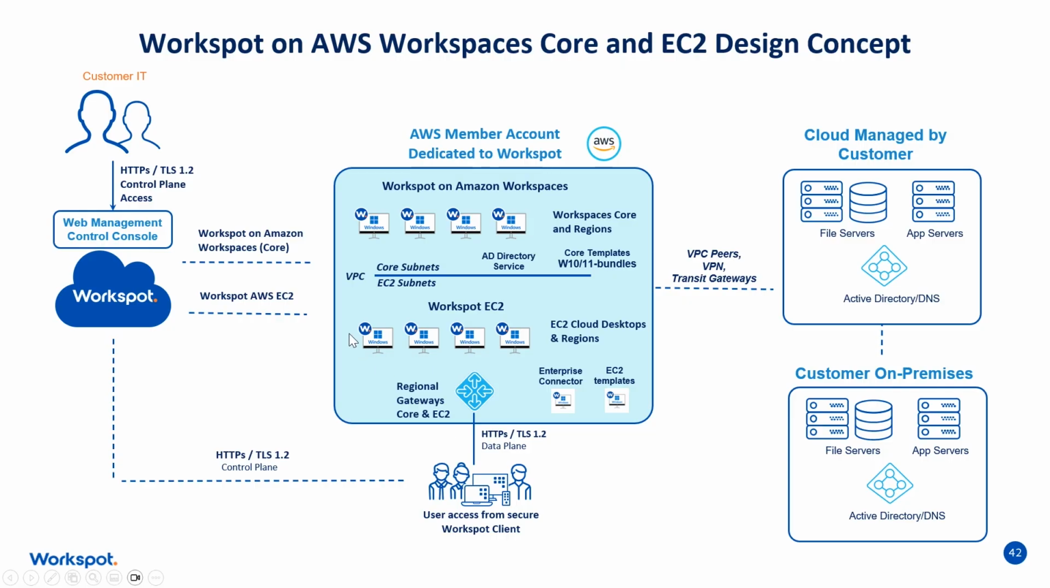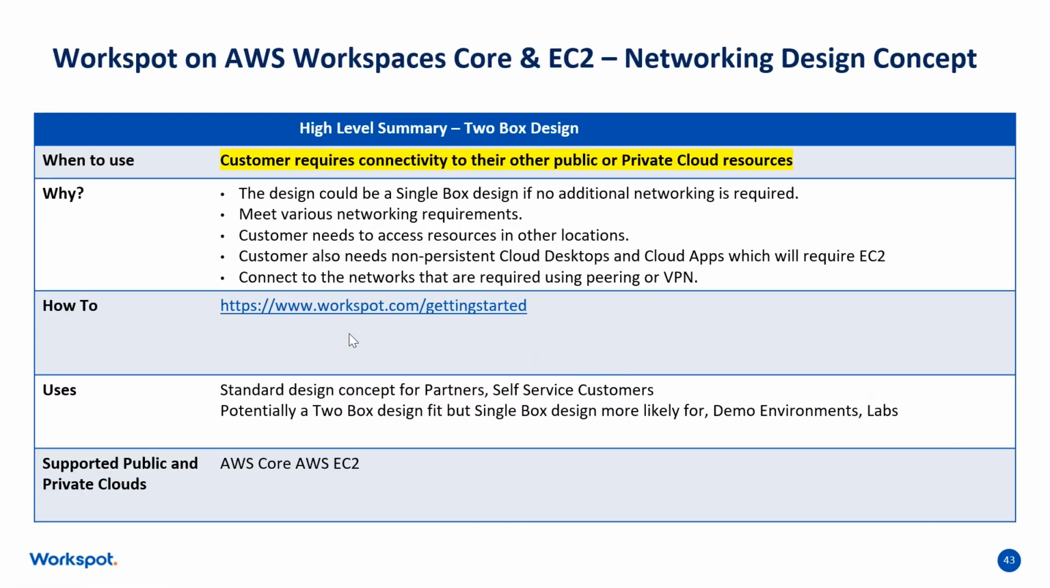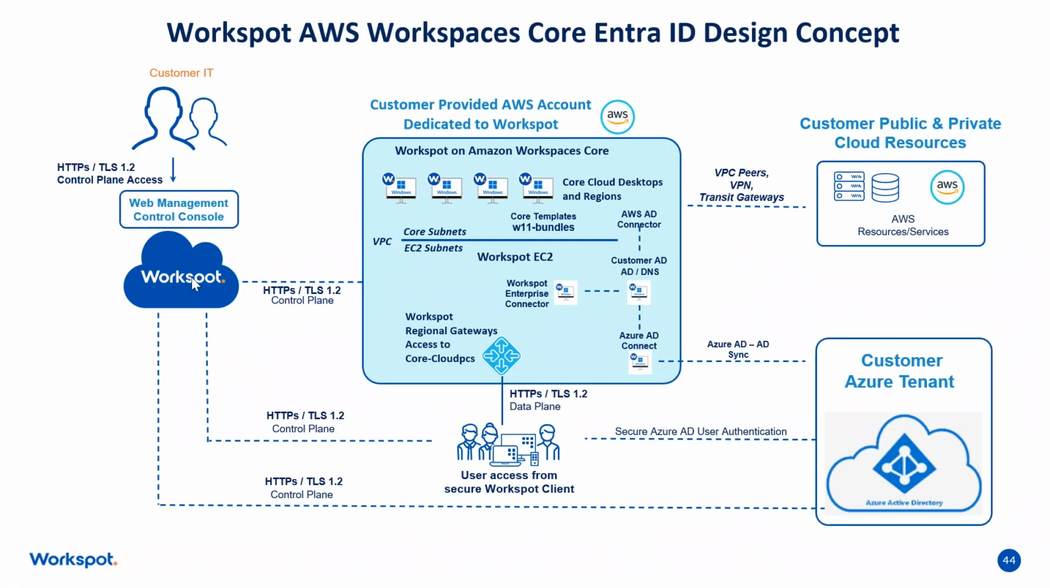Now, if we take this a little step further, this is where we have to combine different use cases like cloud apps on EC2 or non-persistent desktops on EC2 or maybe some persistent bundles that aren't available on core. So that's basically the overview of what that looks like.